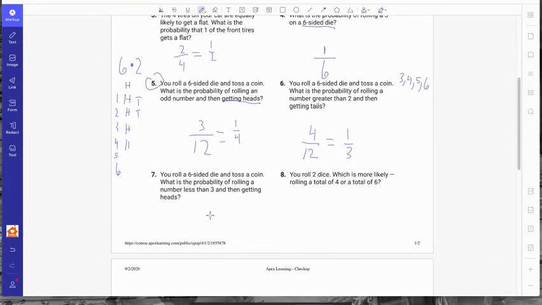All right, so same concept. Now there's still 12 possibilities. We want less than 3, which is just 1 and 2, and getting a head. 2 over 12, which is going to be 1/6.